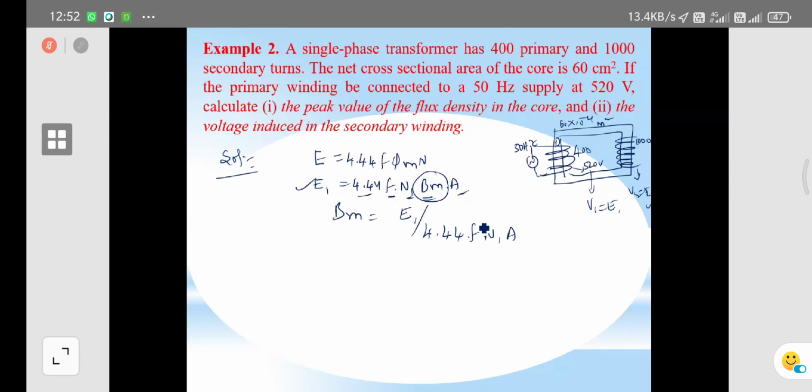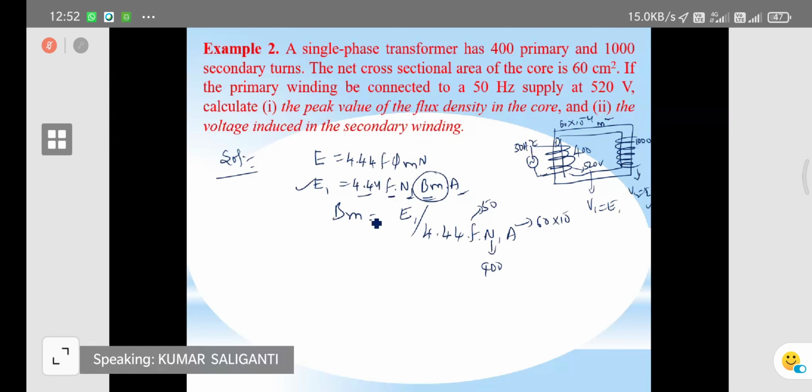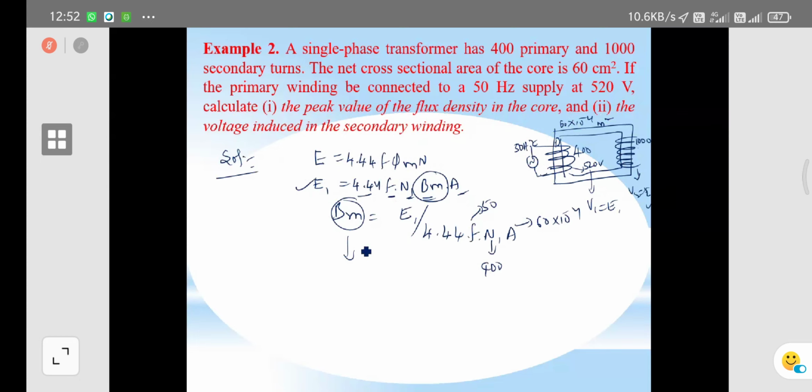So you know the frequency, you know N1 is 400, you know A, 60 into 10 power minus 4, then you can find out the Bm value, that is the peak value of the flux density in the core, that is 0.975 I think. Very good, Ravali. Please, can anyone do these problems?